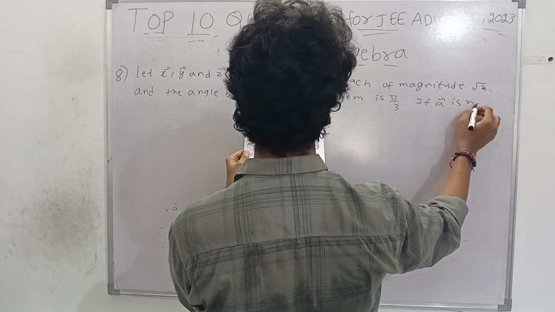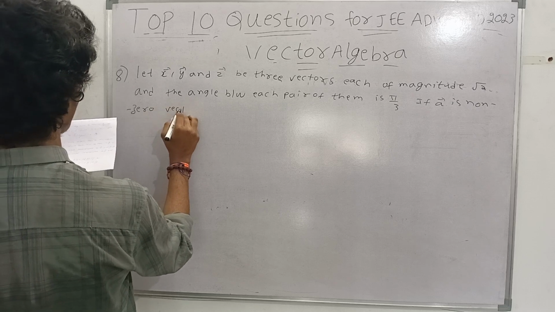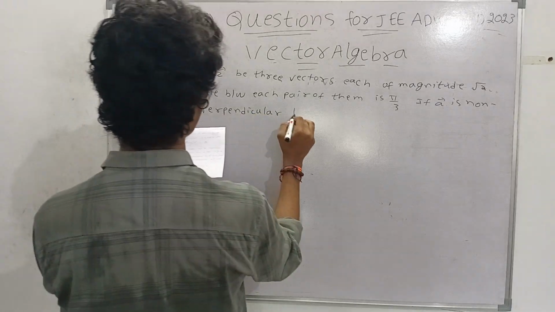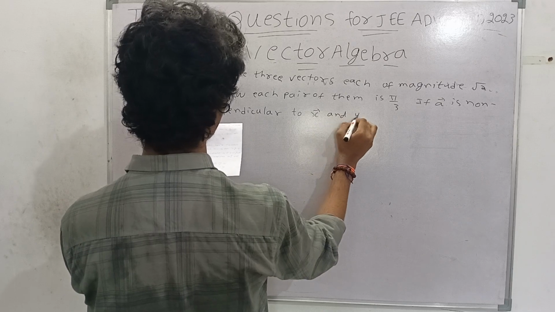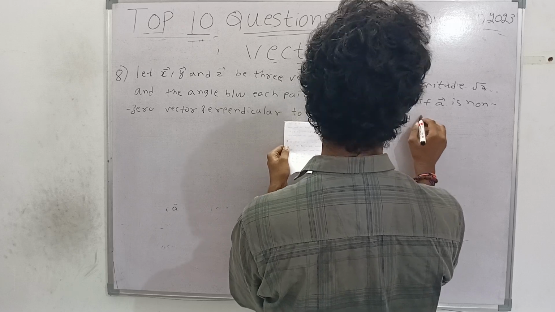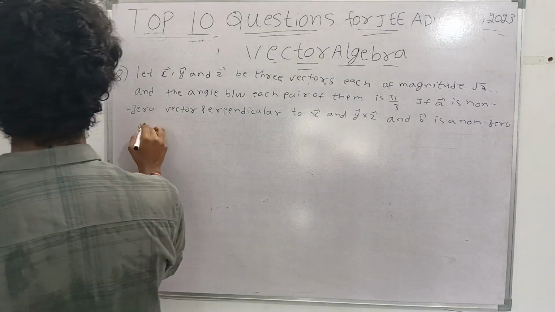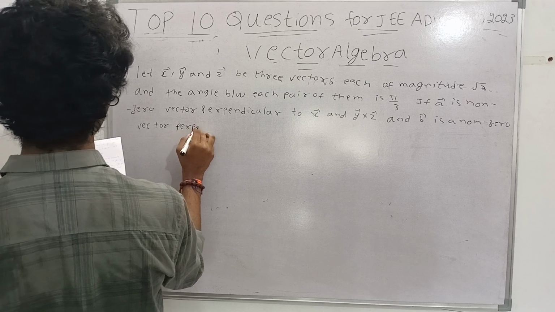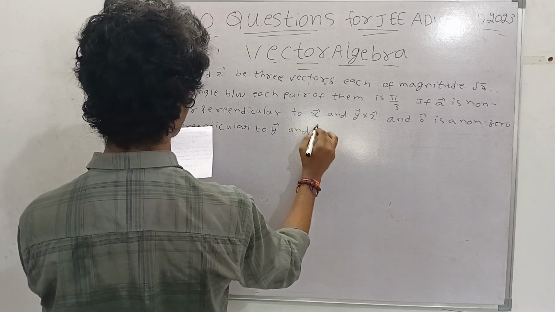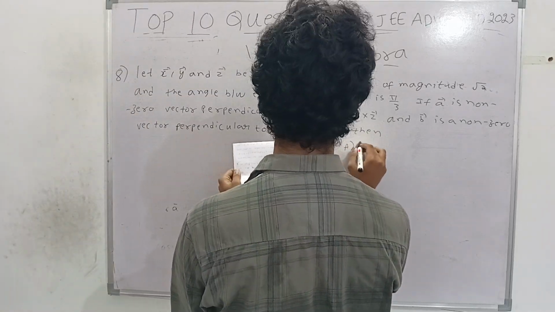If A vector is a non-zero vector perpendicular to x vector and y cross z, and B vector is a non-zero vector perpendicular to y vector and z cross x. Then they have given options. This question is a multi-correct question.